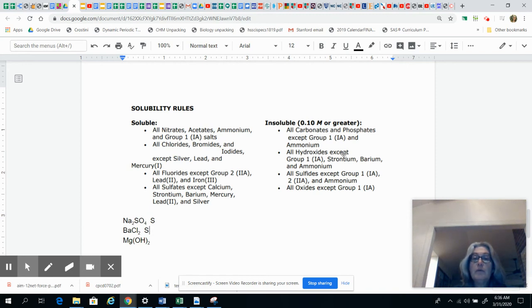All hydroxides are insoluble except group 1, so we're in group 2. Strontium, barium, those are in group 2, but this is not strontium or barium, this is magnesium. So hydroxides are insoluble. Magnesium is not one of the exceptions, so we're going to call this insoluble.